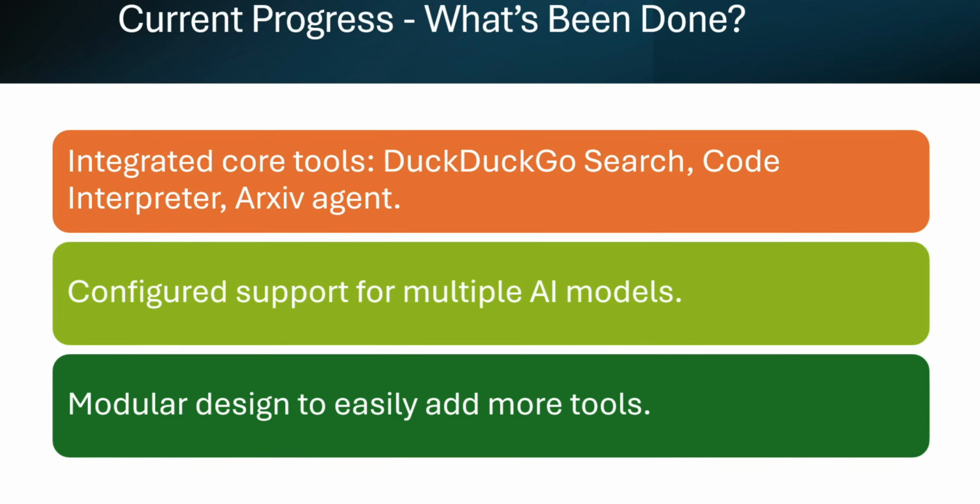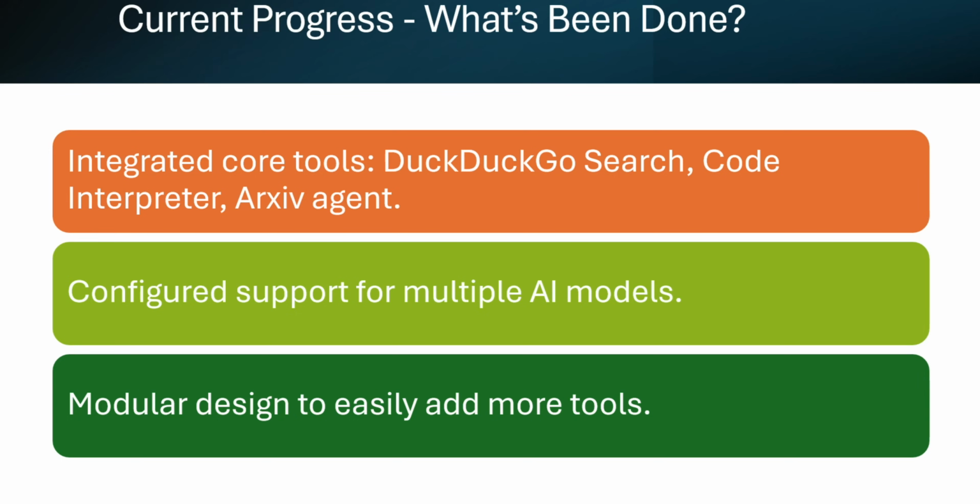Then current progress, as I told you, I integrated a few assistants. I gave you an example of that as well, like DuckDuckGo and Code Interpreter and Archive Agent. Then it can be multi-model support. It has multi-model support as well. We can give a separate model to each agent if we want. Otherwise, we can give a default model to every agent.